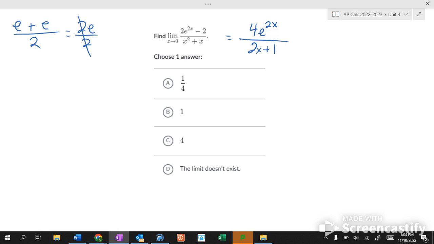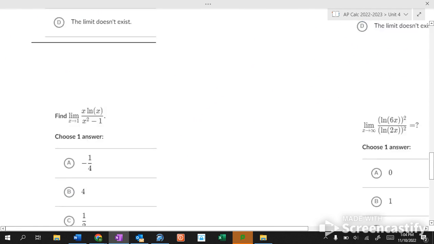All right. e is to something other than just x. Isn't it a chain rule? Yeah, it is. And we did it. That's why it's a 4. So e to the 0 is 1. 1 times 4 is 4. 2 times 0 is 0 over 1. So it's 4. Okay, let's do a natural log one.